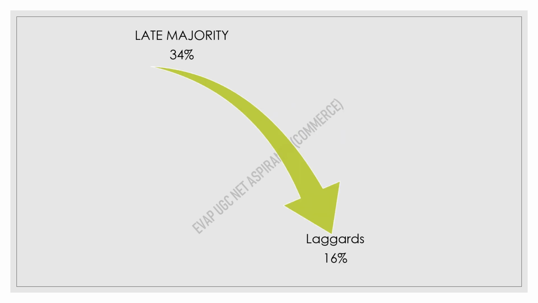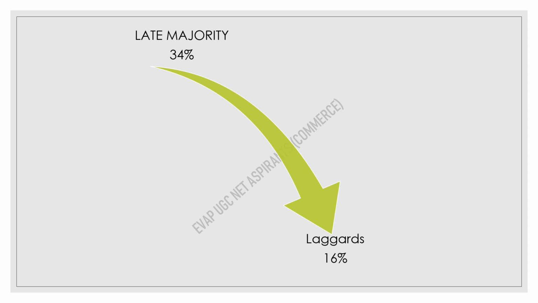Next is late majority. Late majority constitutes 34% of the market. Who are late majority? They acquire the product only after it has come to common use. They are also known as skeptical consumers. So these people are called late majority.